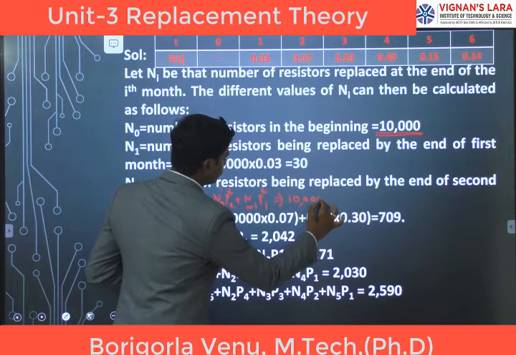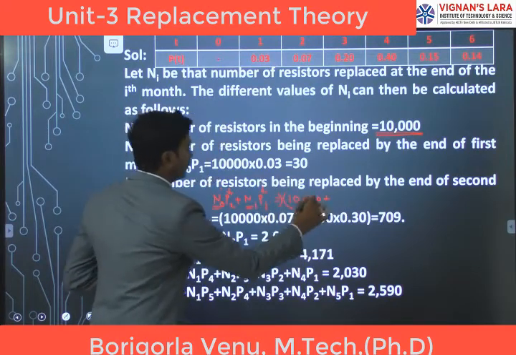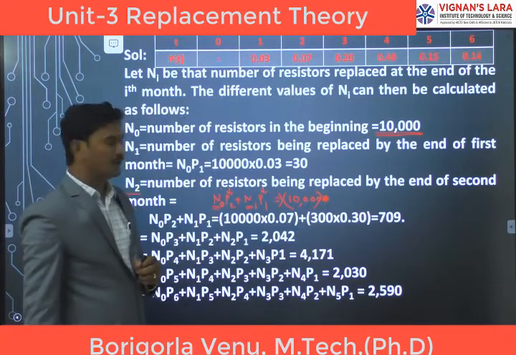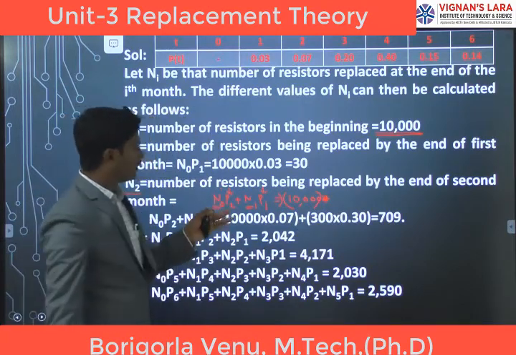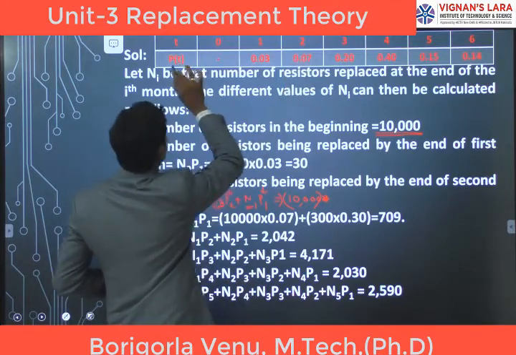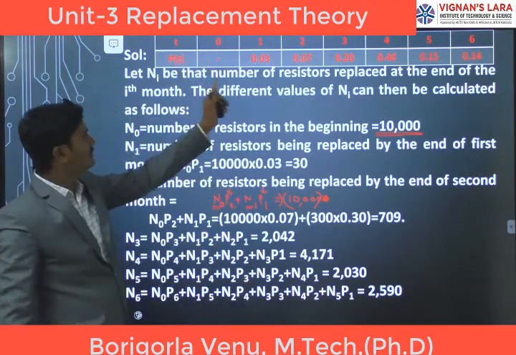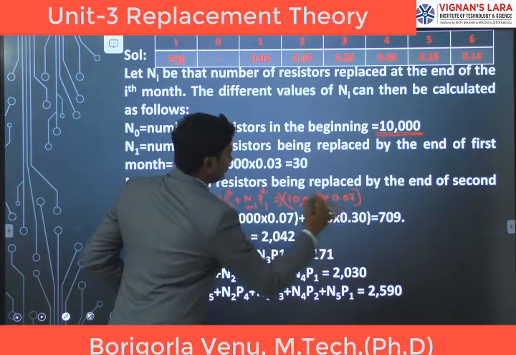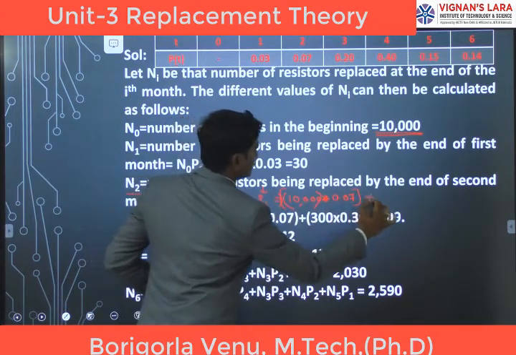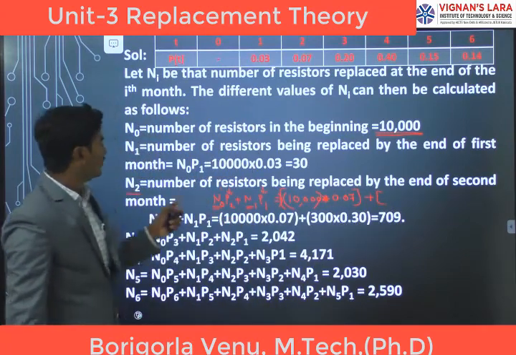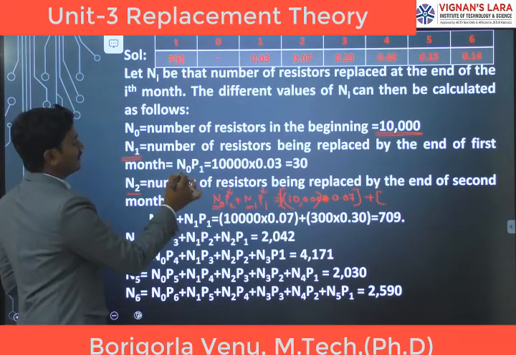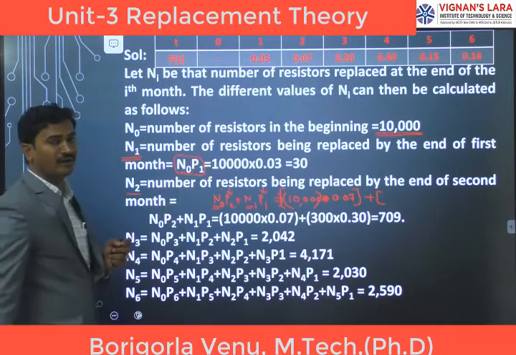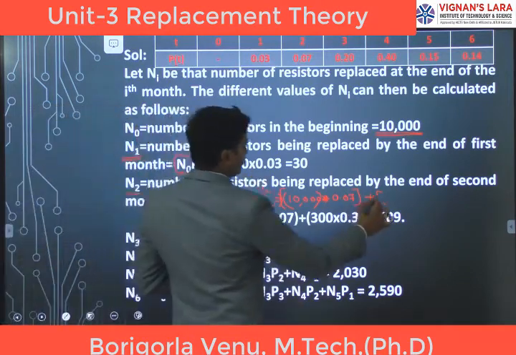10,000 plus 10,000 into P2. What is the P2 value? P of 2, where the subscript is the month, means the second month, 0.07, plus N1. N1 we already calculated, from the initial month to the first month end failure. That is 30.